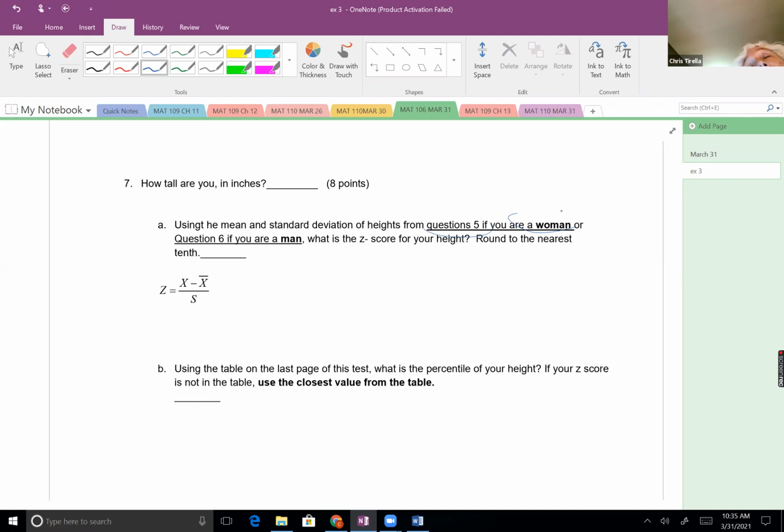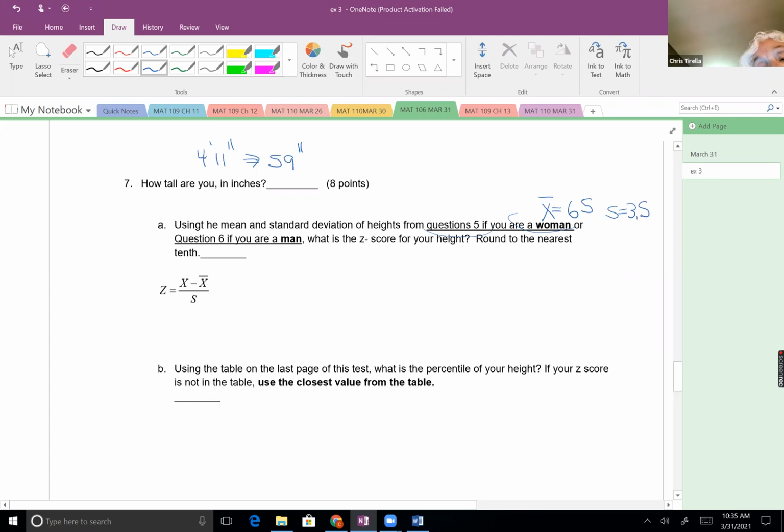Right now, I'm not going to ask everybody to give me their height. So I will be brave and volunteer mine. My height, I'm 4'11", which would be 59 inches tall. And so because I'm a woman, I'm using that mean of 65 and that standard deviation of 3.5.